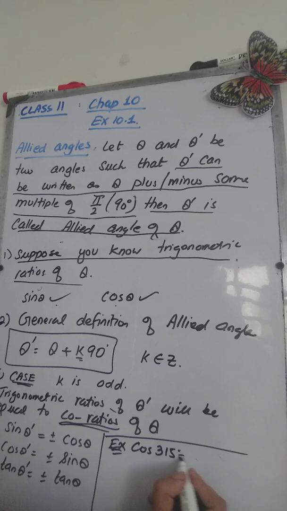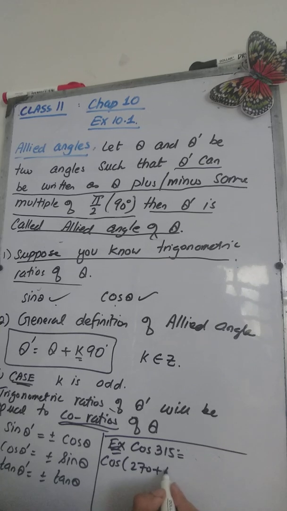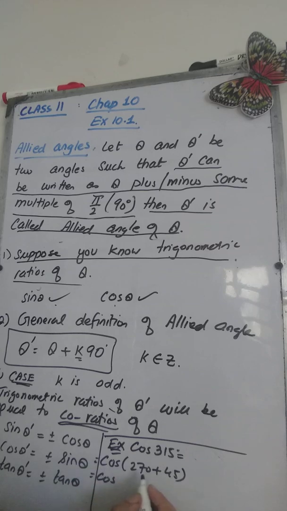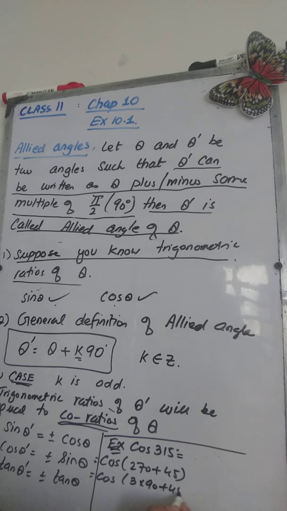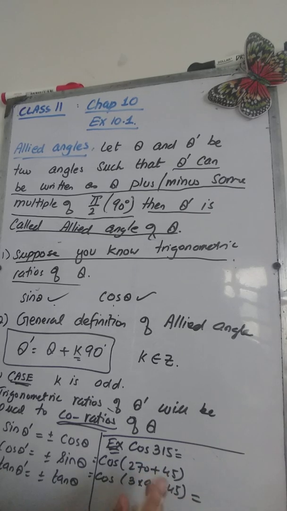Okay, cos 315 can be written as cos of 270 plus 45, and 270 can be written as 3 times 90 plus 45. Now we know 315 is written as 3 times 90 plus 45. So it is an odd multiple of 90.